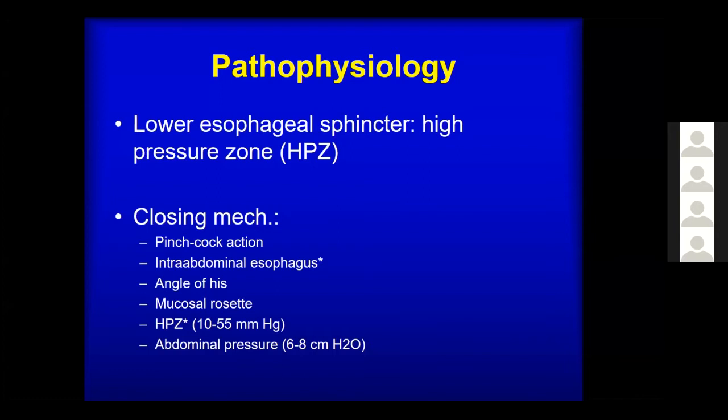There is also talk about the angle of His, and that usually has something to do with the way that the food goes in. When the fundus is full with food, that part of the fundus will press on the esophagus and close it. The mucosal rosette also has something to do with the mechanism by which the acid is prevented from going up, and the abdominal pressure that we mentioned earlier.